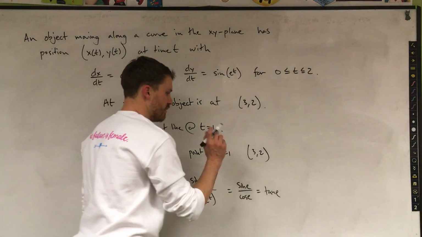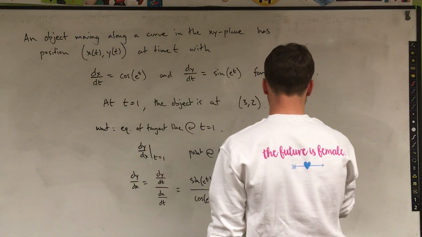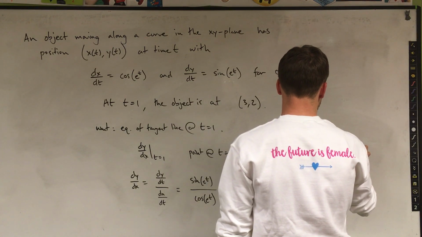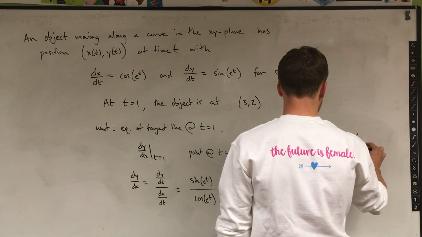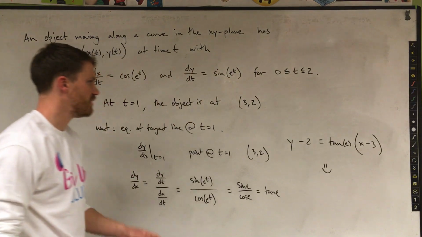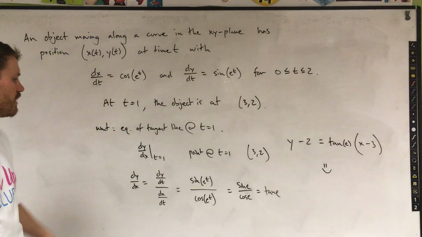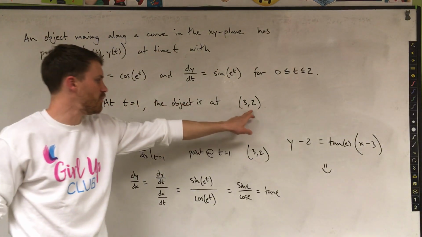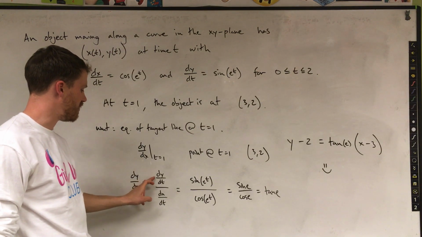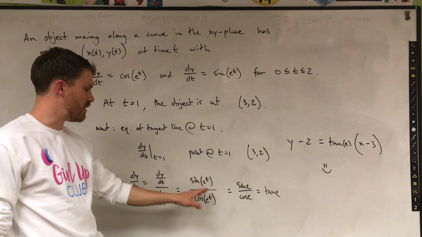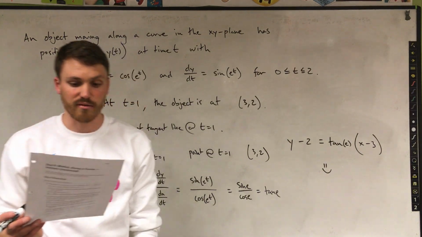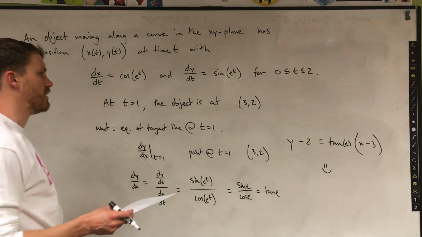I've got the slope, I've got the point, so my equation should be y minus 2 equals tangent of e, whatever that is, times x minus 3. And that's it. That's the equation of the line tangent to the curve at t equals 1. Again, anytime you want a tangent line, you need a point, and you need dy/dx, the slope of the curve. I found dy/dx by dividing dy/dt by dx/dt, plugging in 1, and then I just used point slope form.